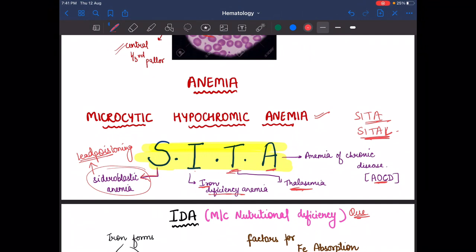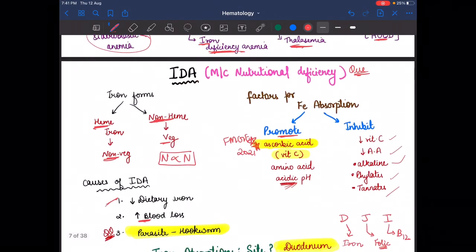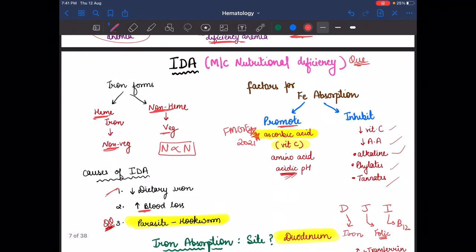Now let's begin with iron deficiency anemia. Iron deficiency anemia is the most common nutritional deficiency anemia. This is the first question: the most common nutritional deficiency anemia is iron deficiency anemia. Please remember it. It is a very, very important question.